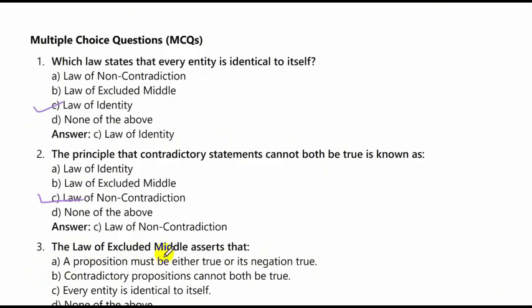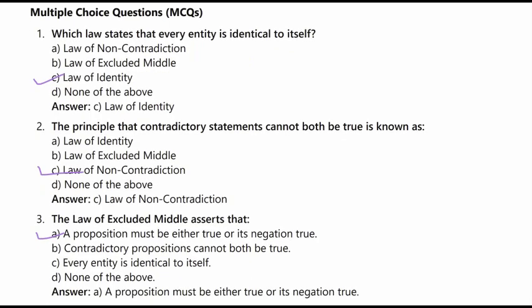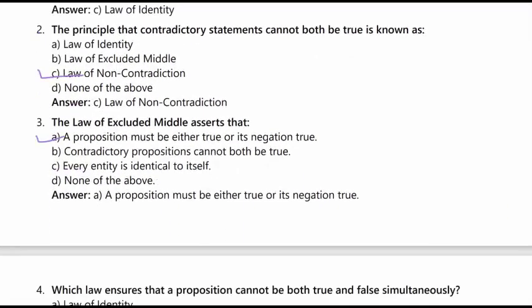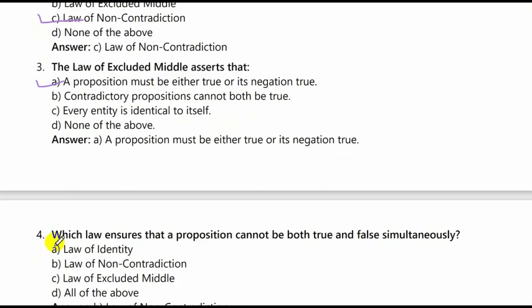Okay, the law of excluded middle asserts that, which one is it? First one. A proposition must be either true or its negation must be true. This is the law of excluded middle. Which law ensures that a proposition cannot be both true and false simultaneously? It cannot be both true and false simultaneously is the law of non-contradiction.